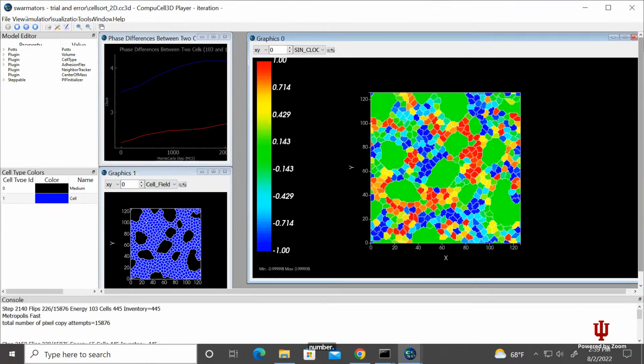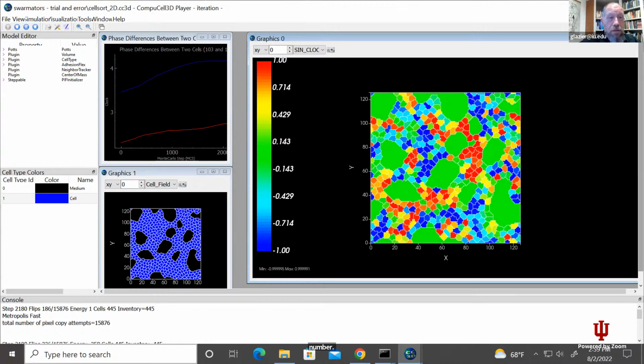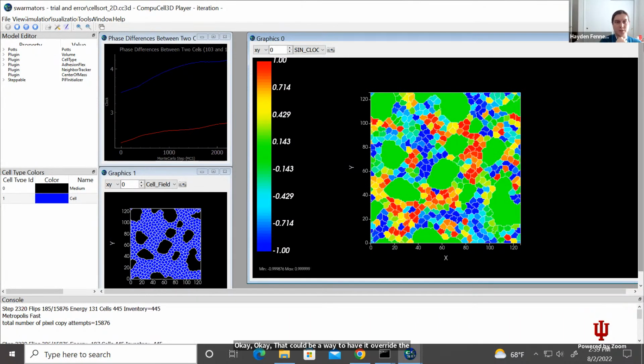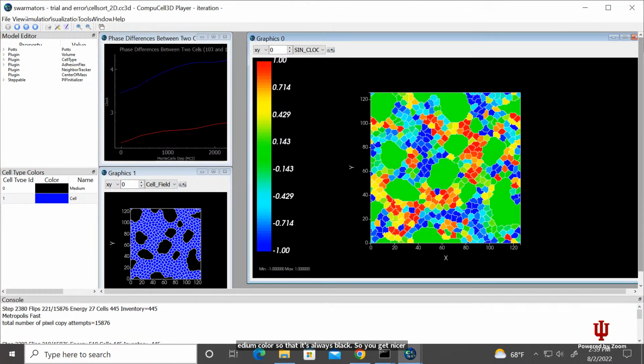That's something you could put as a pull request as an option. It would be a reasonable thing to do. Okay. If there could be a way to have it override the medium color so that it's always black, so you get nicer pictures, that would be good. But she can do this.